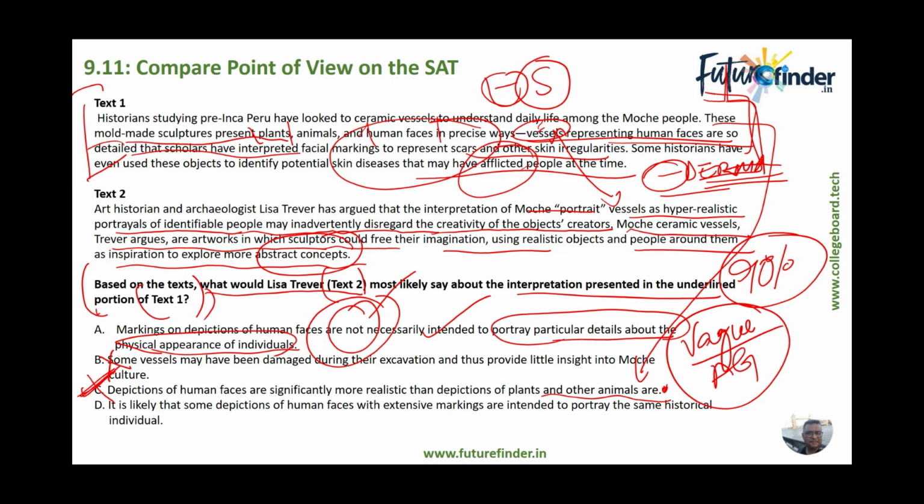So though this is probably correct in terms of factual value, this is not our answer for sure. It is likely that some depictions of human faces with extensive marking are intended to portray the same historical individual. I don't know, this is very vague. We have got no information, absolutely no information of this kind on either of the texts. So obviously we will have to rule out D as well, and in fact, the answer to this one is A.